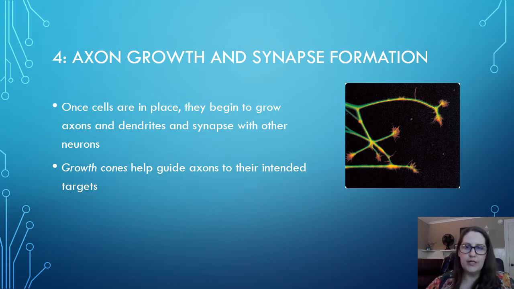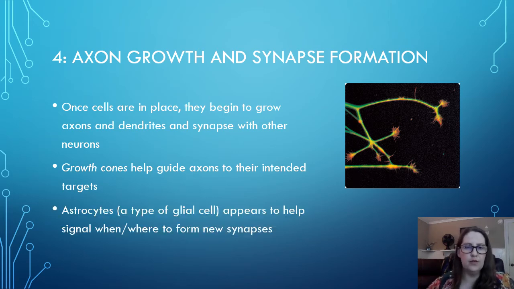Growth cones are what is observed on the tips of these growing axons. And this is thought to be a chemical guide to where they are supposed to be, their intended targets. Astrocytes are another mechanism by which axons figure out where they're supposed to be and where to form new synapses. Although this process is not entirely understood, growth cones and astrocytes do appear to help the axons figure out where they're going to end up and exactly which cells to synapse with.